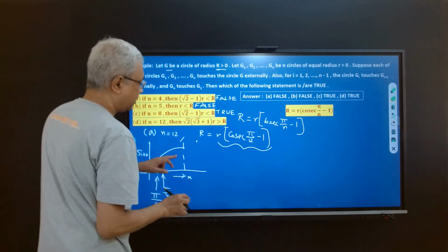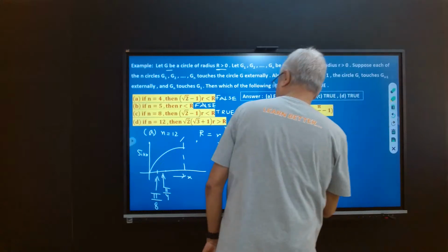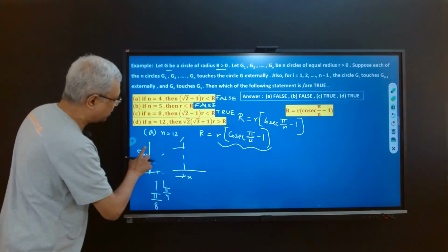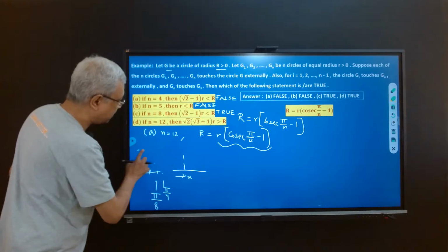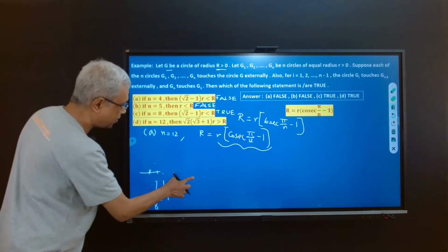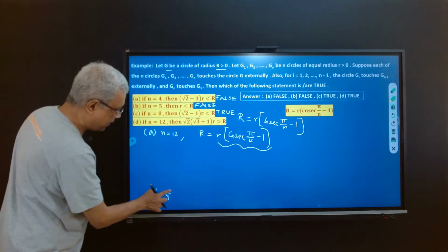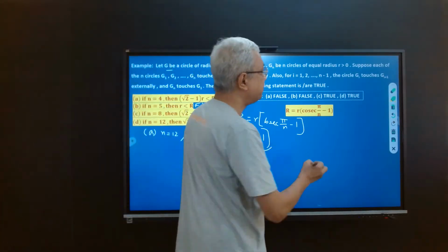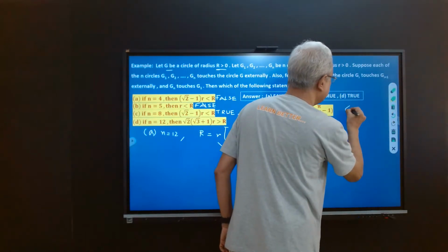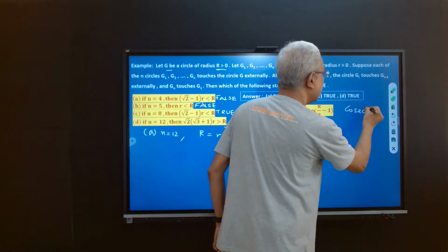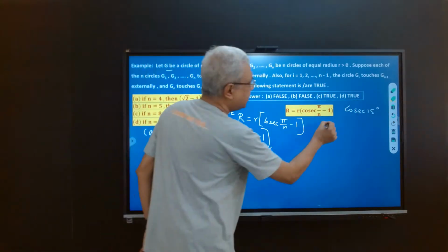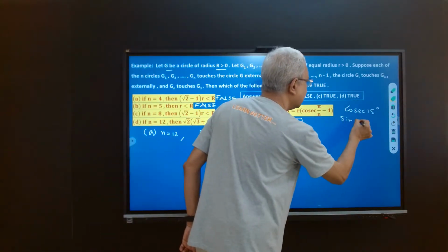All right. Now same thing here. I'm not comparing this with any result. Let us try to find out the cosec pi by 12 value. How do we do that? It is cosec 15 degree. What is the value of cosec 15 degree? So for that, I calculate the value of sine 15 degree.